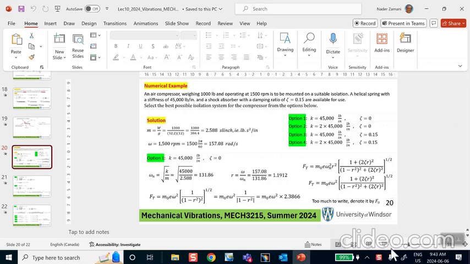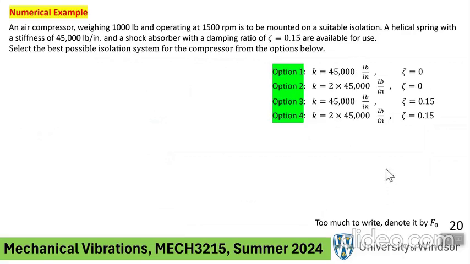Okay, folks, this is the last example that I want to do today. And here's the statement of the problem. We have an air compressor which weighs 1,000 pounds and operates at 1500 RPM, to be mounted on a suitable isolation padding footing. And we have several choices. For example, we have a helical spring with stiffness 45,000 pounds per inch, and we have a shock absorber, or a damper basically, at a damping ratio of 0.15. And there are several options that you've got.